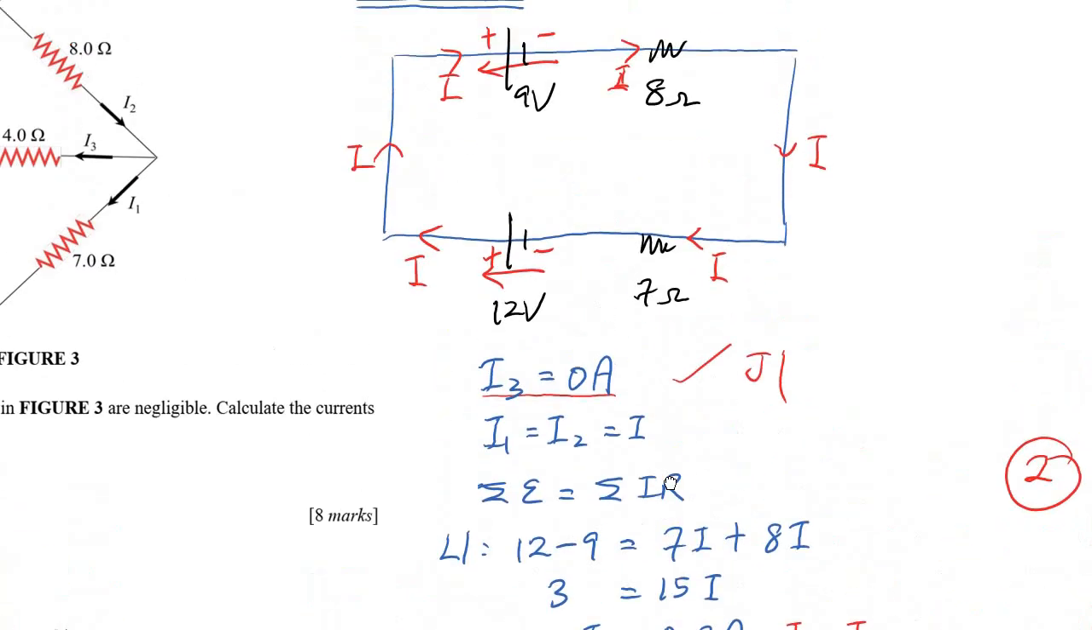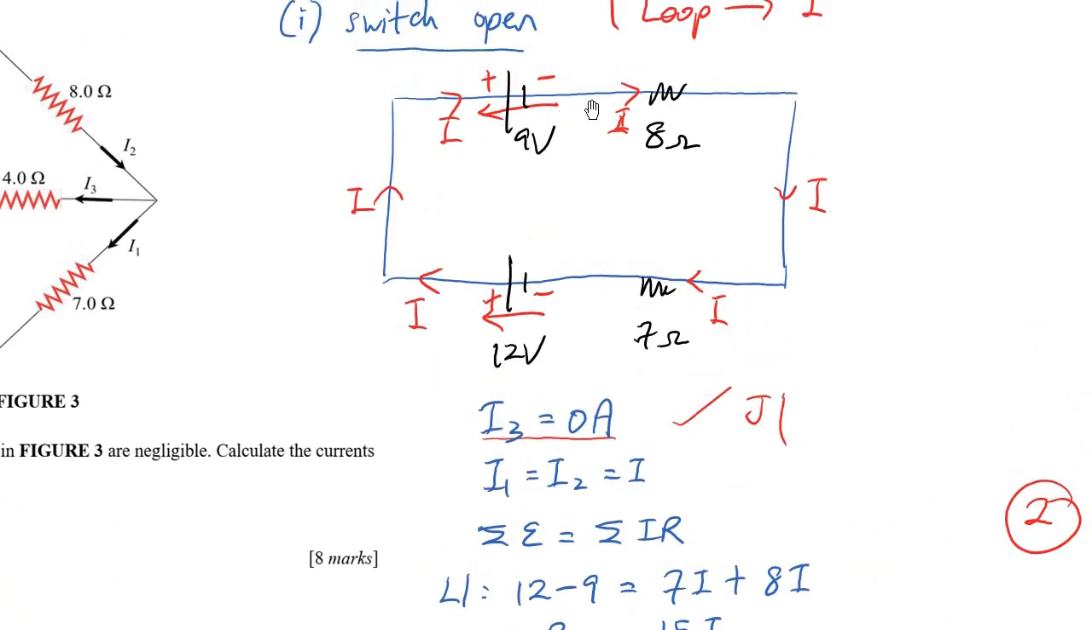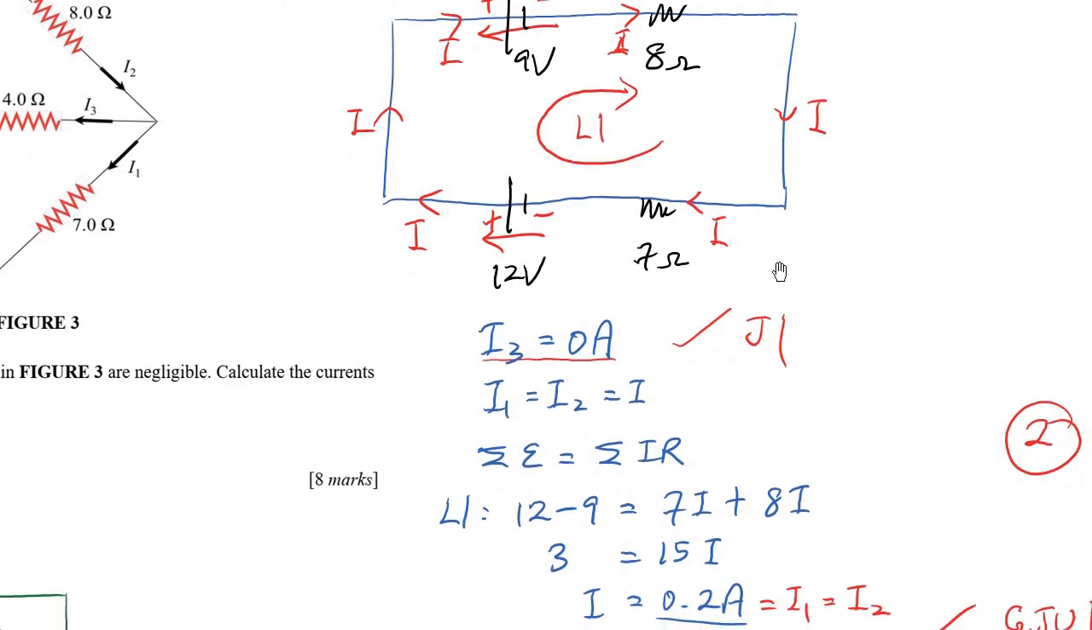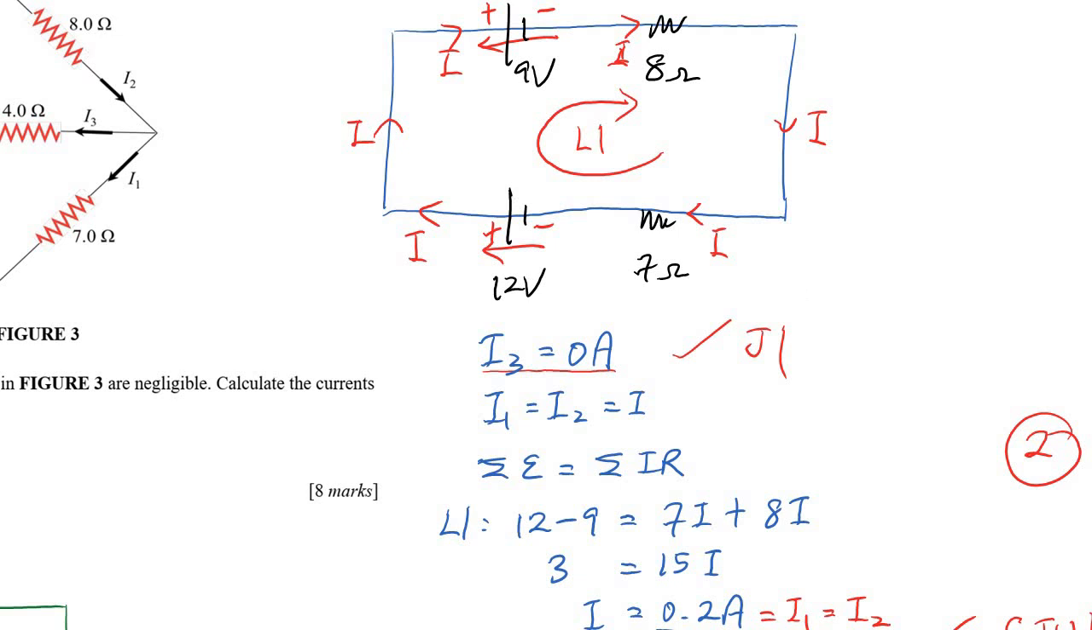So loop 1. We choose our loop, following the current. In this case I choose clockwise. This is our loop 1. So follow the current, go like this, clockwise.